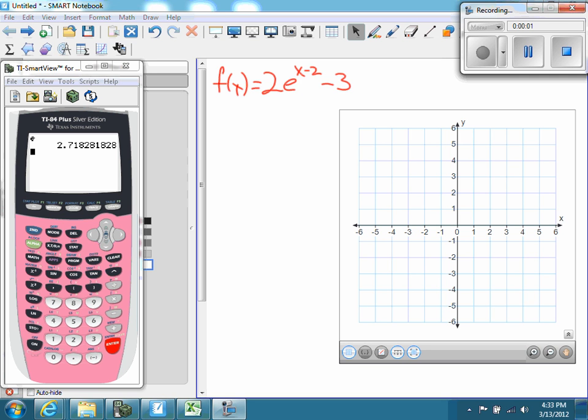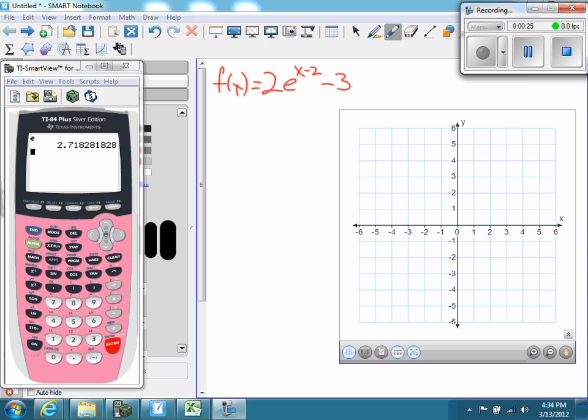Well, I was asked to graph a problem using e, so let's try this one here. This is a derivation of something from the practice B worksheet for 7.3. So I have f of x equals 2e to the x minus 2, minus 3. And what I want to do is start, as usual, with the parent function.